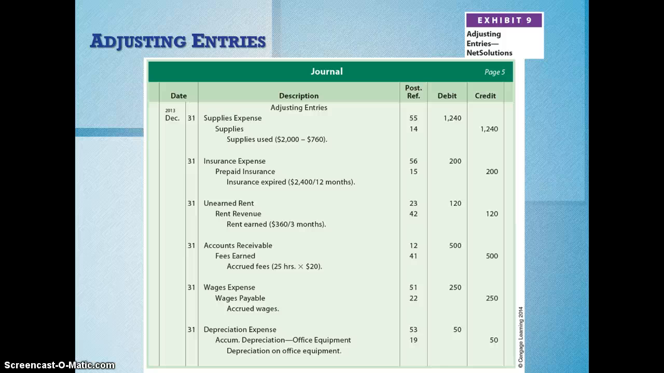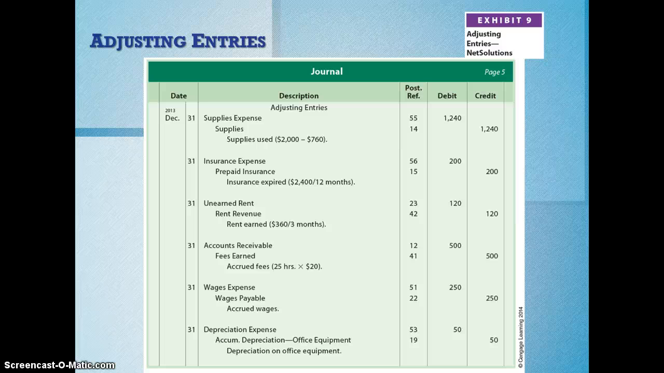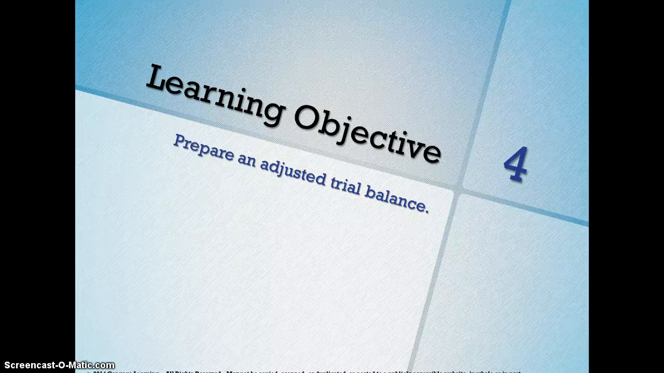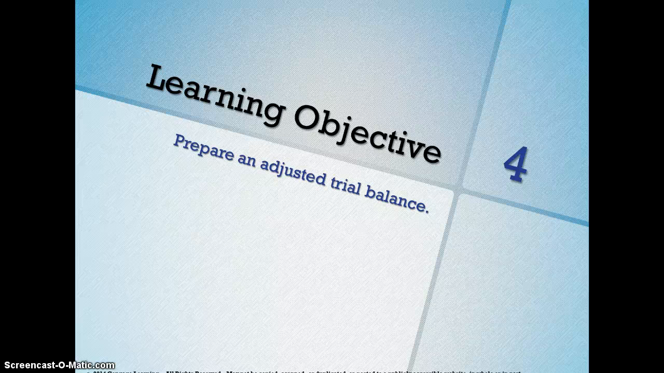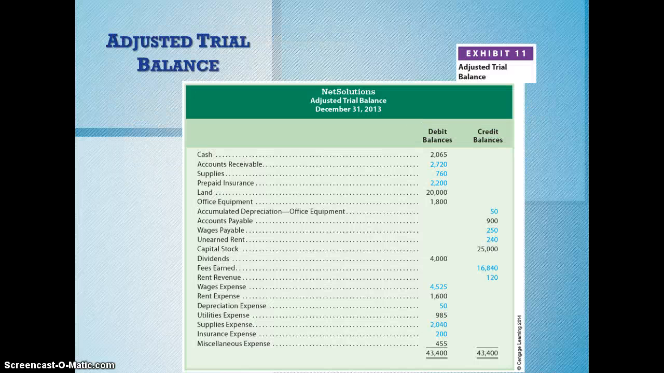And then we also post these entries. If you'll notice the post reference column right here, we post those entries to the general ledger as well. And once we have our general ledger complete, which you can see in Exhibit 9, we can then move on to Objective 4, which is to prepare an adjusted trial balance. The great news is the trial balance is done in the exact same way that it was introduced to you in Chapter 2. The only difference is now we do another one after the adjusting entries. We do it for the same reason, just to prove that our debits and our credits are equal. Okay? And then we can prepare our financial statements.